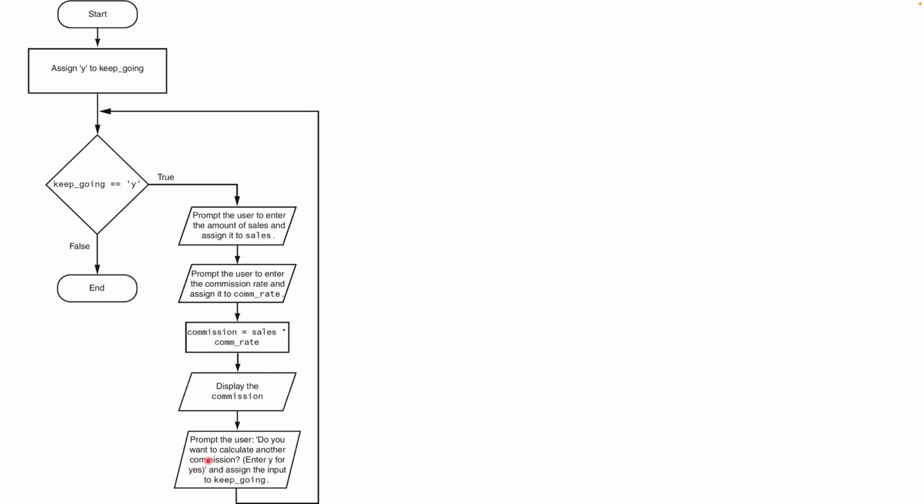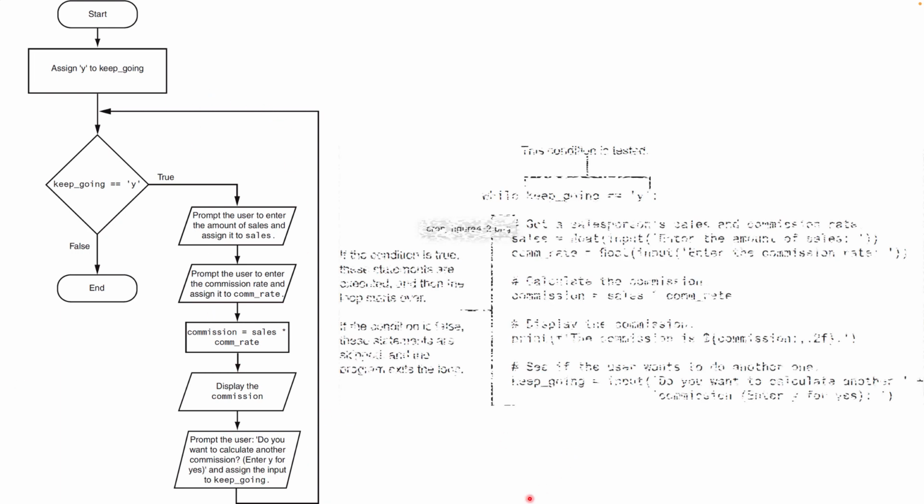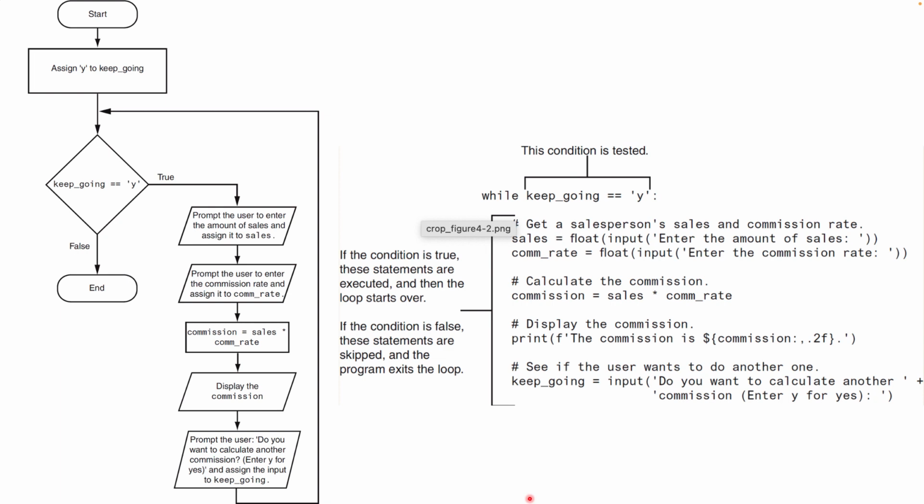So basically you're changing the value. Initially it was assigned Y. As long as it's equal to Y, this process is going to be repeated. The moment we are done with it, the user will provide N for no, and it will exit the loop and end the loop here. This is an example of how the code would look.